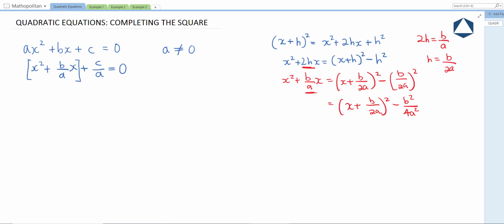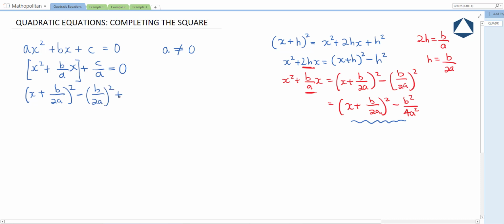Right, so using this, we will then substitute this term into x squared plus b over a x. So this will then become (x plus b over 2a) to the power of 2 minus (b over 2a) to the power of 2 plus c over a equals 0. So what you need to do here is that from these first two terms, you just write x plus, and then whatever coefficient you have here, b over a, you insert it here. And remember to divide by 2. It's always halved. And then you square the bracket, and then you minus the same number, (b over 2a) to the power of 2.